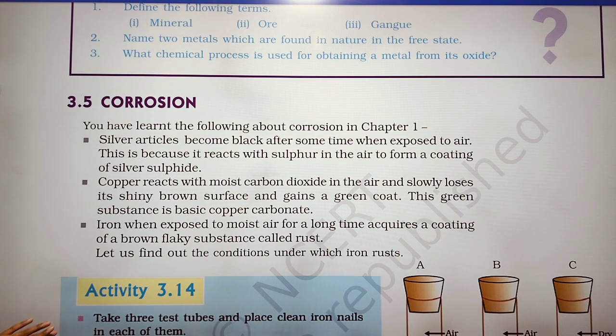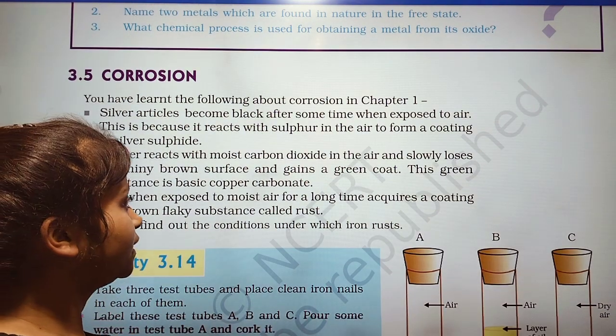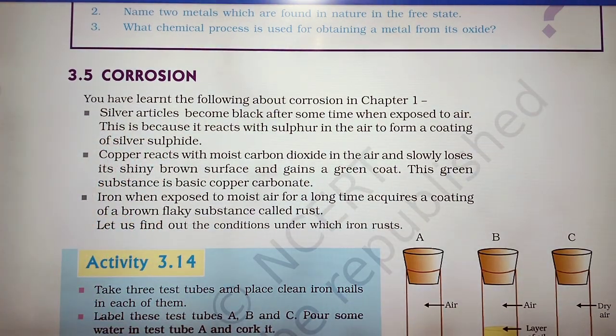Now copper reacts with moist carbon dioxide in the air and slowly loses its shiny brown surface and gains a green coat. So when copper reacts with moist carbon dioxide in the air, it slowly loses its shiny brown surface and gains a green coat. So what is this green color? This one is the basic copper carbonate.